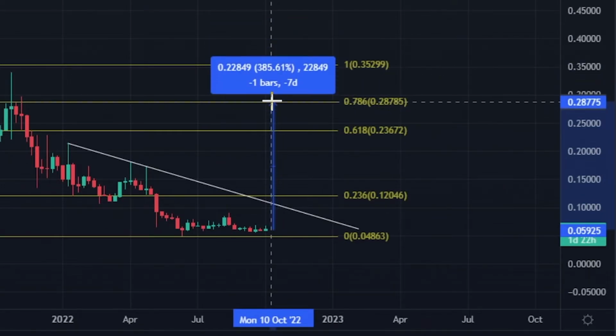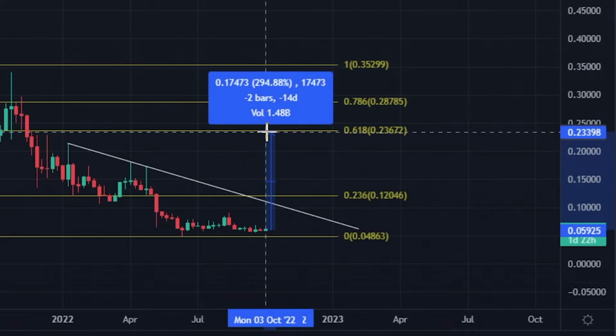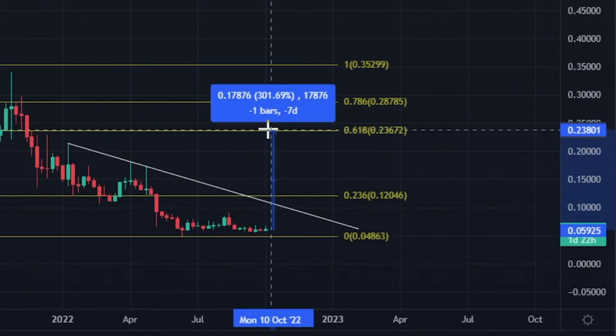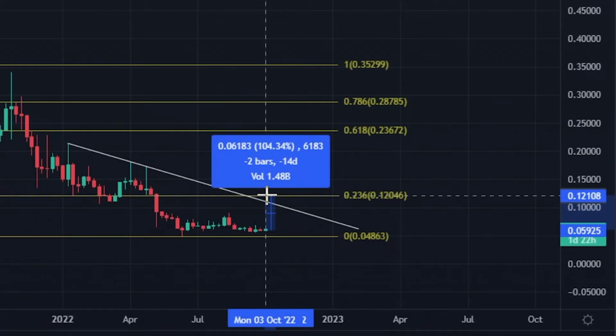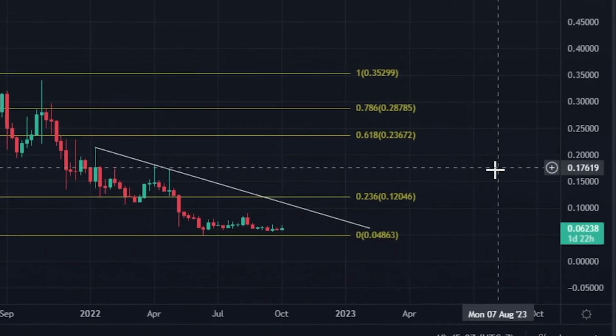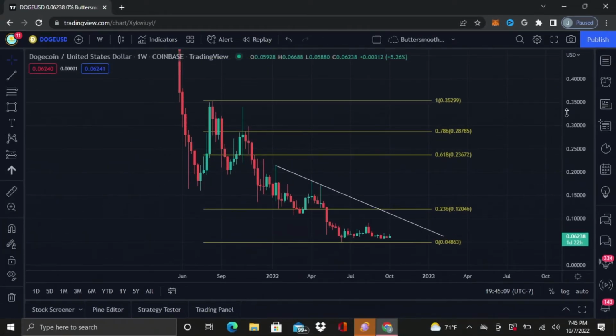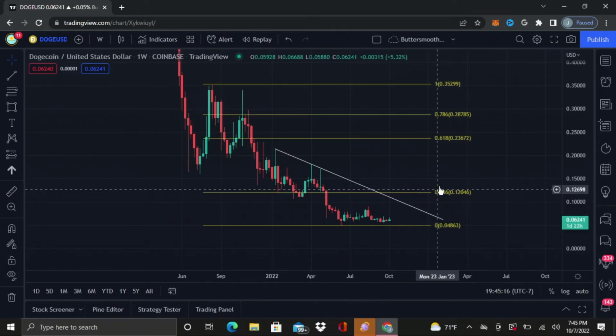To the 78.6, 385% gains. The 61.8, pretty much 300% gains. To the 236, even for a small movement in Doge, that's 104%. Wow. That's absolutely crazy, man. So just have confidence in knowing that if you're buying now and dollar cost averaging, these are amazing times.